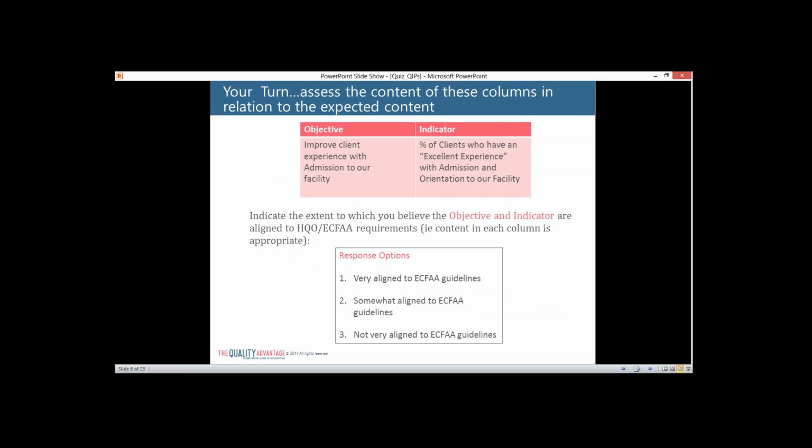Let's take a look and assess the content in each of these 2 columns in relation to the expected content in the Health Quality Ontario guidelines. So take a look at what's there under objective and indicator, and then look at the response options and decide for yourself whether these are very aligned to the ECFA guidelines, somewhat aligned, or not very aligned.